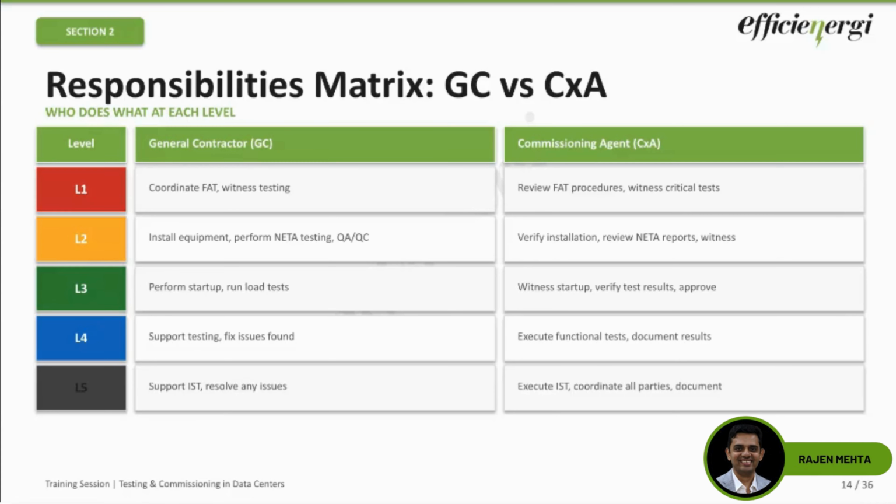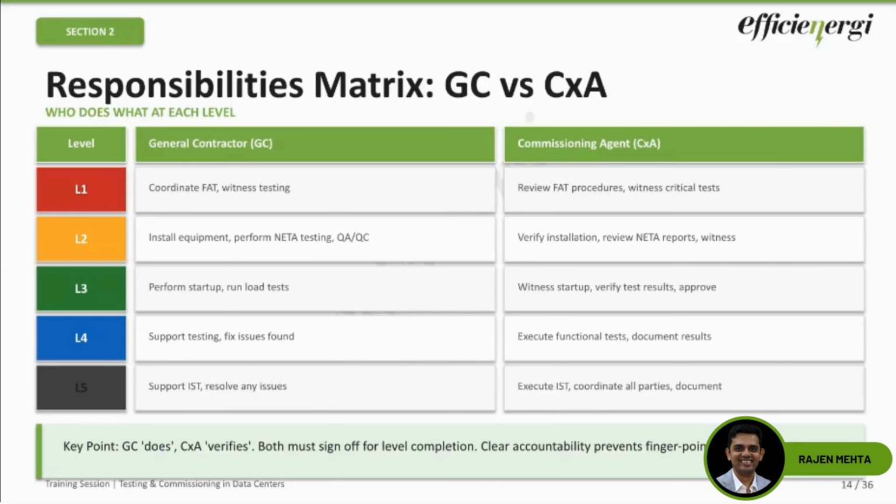Here again, the GC has to do the work, but the CXA leads and verifies the work over here. So here it is not duplication. In a way, it's quality assurance. Both parties must sign off for any further upgrades of the tag. Now let's look at how issues are managed throughout the commissioning. Very quickly, I would like to see how issues are managed during the commissioning stage. The key point here is that the GC does and the CXA verifies. Remember that. The GC is the doer, the CXA is the verifier. And both have to sign off for level completion.